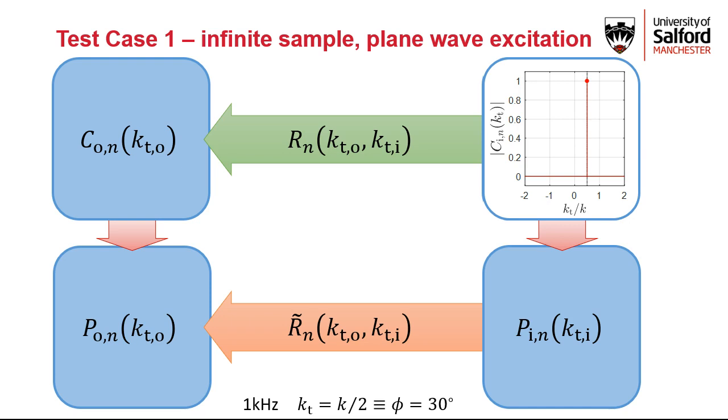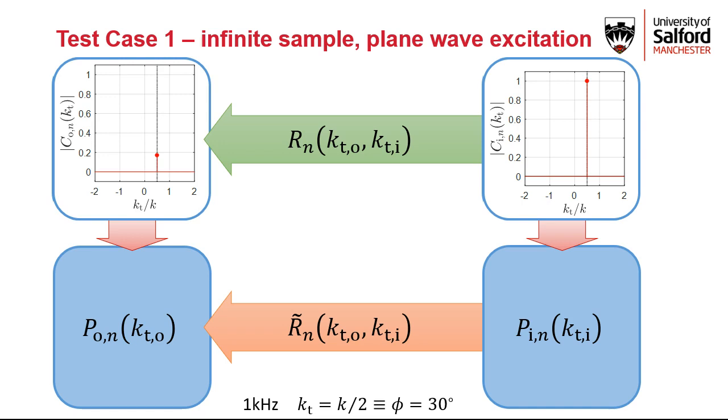And that's what comes in. Amplitude 1 arbitrarily, that's what goes out. So that's the magnitude of the reflected wave. We just get a monochromatic spike out, angle of reflection equals angle of incidence, because it's an infinite sample.